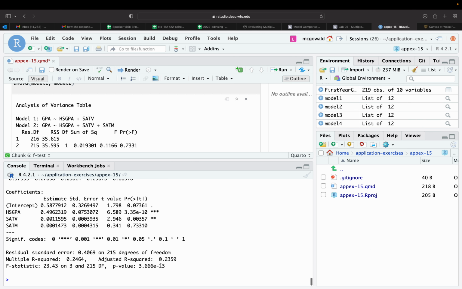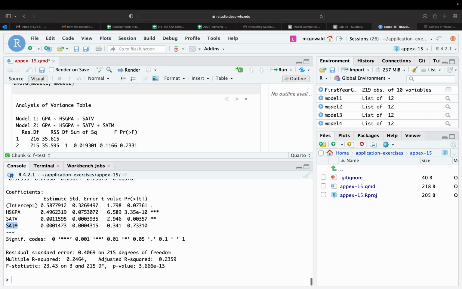One across from SATM. Exactly, this one across from SATM. So we end up with the same p-value here because this is testing the exact same null. This p-value is associated with this t-value, which is testing the null hypothesis that the beta coefficient for this SATM is equal to 0. And so this is the same reason why in simple linear regression, the f-test is exactly the same as that one t-test for beta 1.